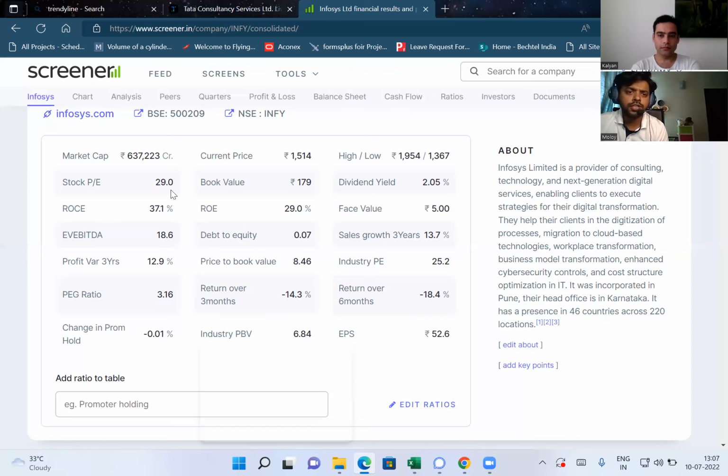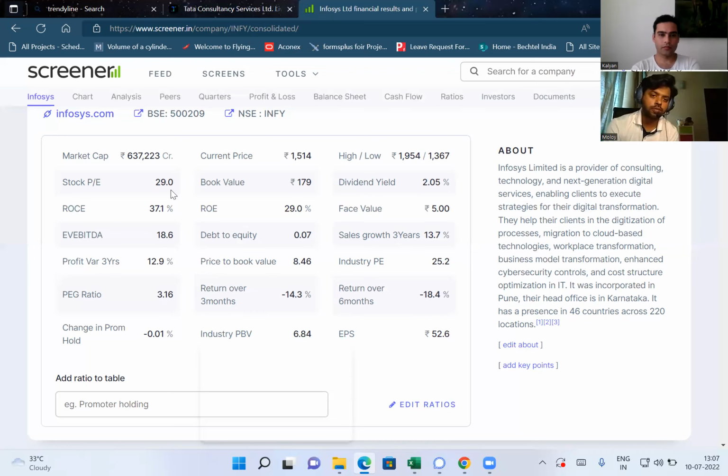That gives an indication that its financial strength is good. It has cash reserves to pay out the debt if required, and sufficient cash reserves for future expansion if required. That's why this term is important. And then we have the sales growth of 3 years and profit variation of 3 years.